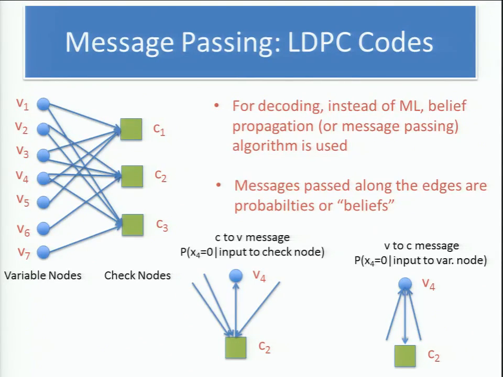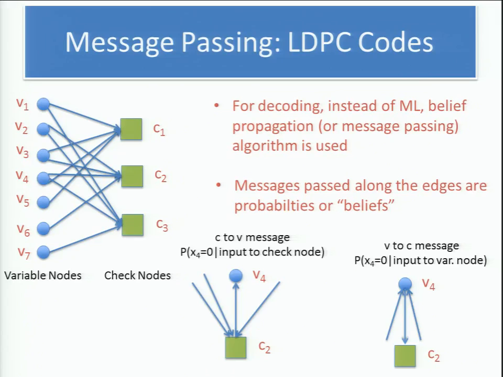Suppose the variable node V4 wants to send some message to the check node C2, or C2 wants to send some message to V4. See, all your code word symbols are only on the variable nodes. The check nodes have nothing, they are just your parities. So when you receive a vector of length 7, it has to be mapped to these variable nodes, right? So V1 to V7 already have some output of the channel with them.